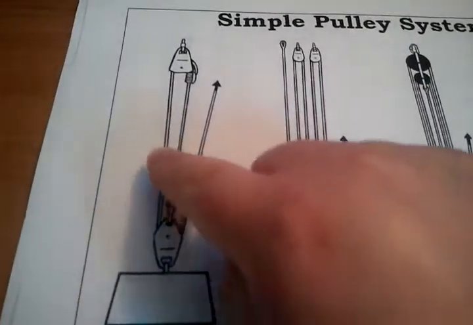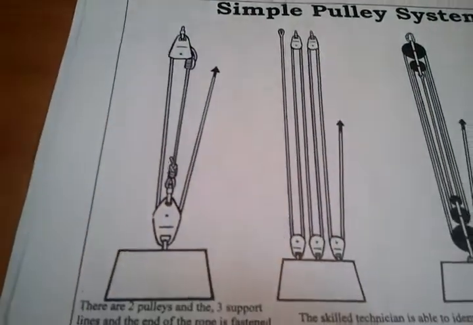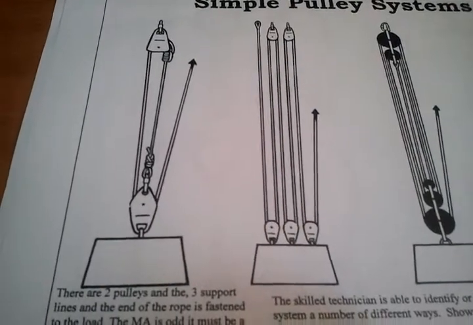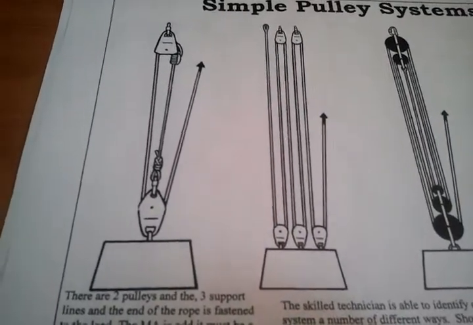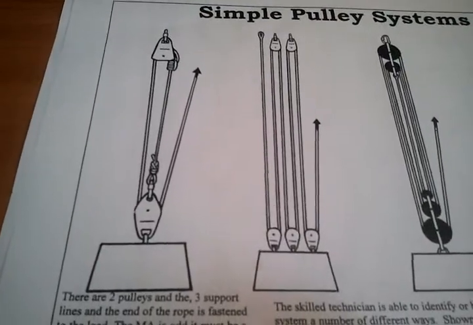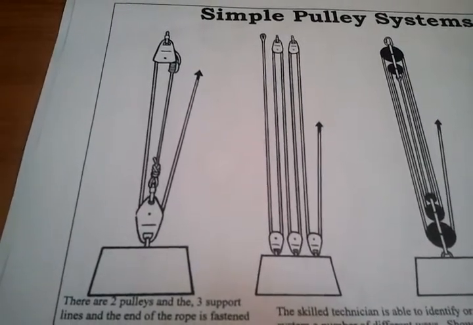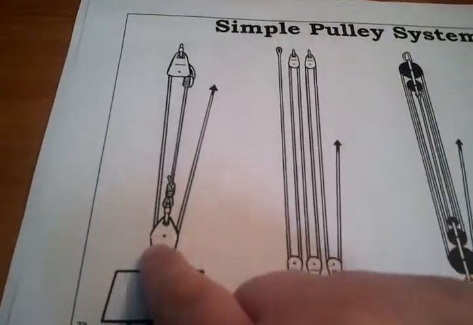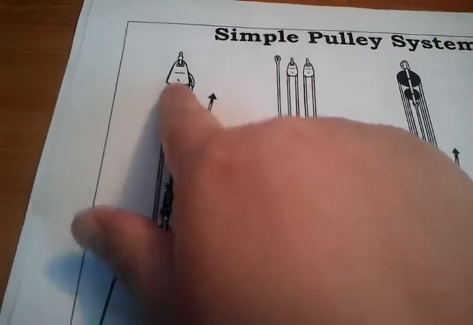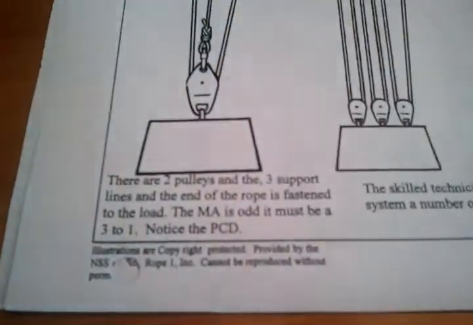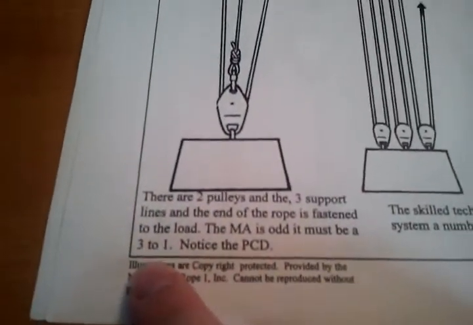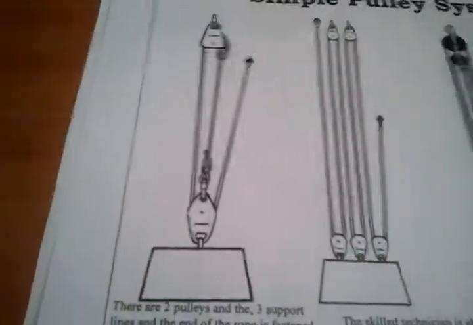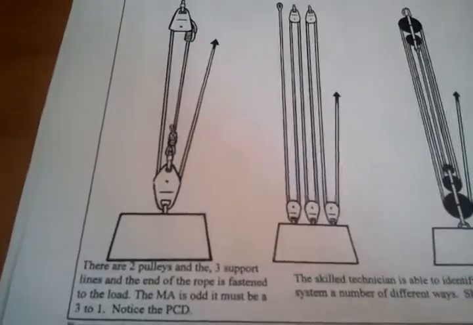So if all of these are moving at the same rate of speed, then you'll notice that it is a simple pulley system. The number of pulleys plus 1 in a simple system will also tell you the mechanical advantage. So how many pulleys are here? 1, 2, and if you add 1, you get 3, and so that can also help you figure out the mechanical advantage. Count the pulleys plus 1, or count all the support lines, and that will tell you.